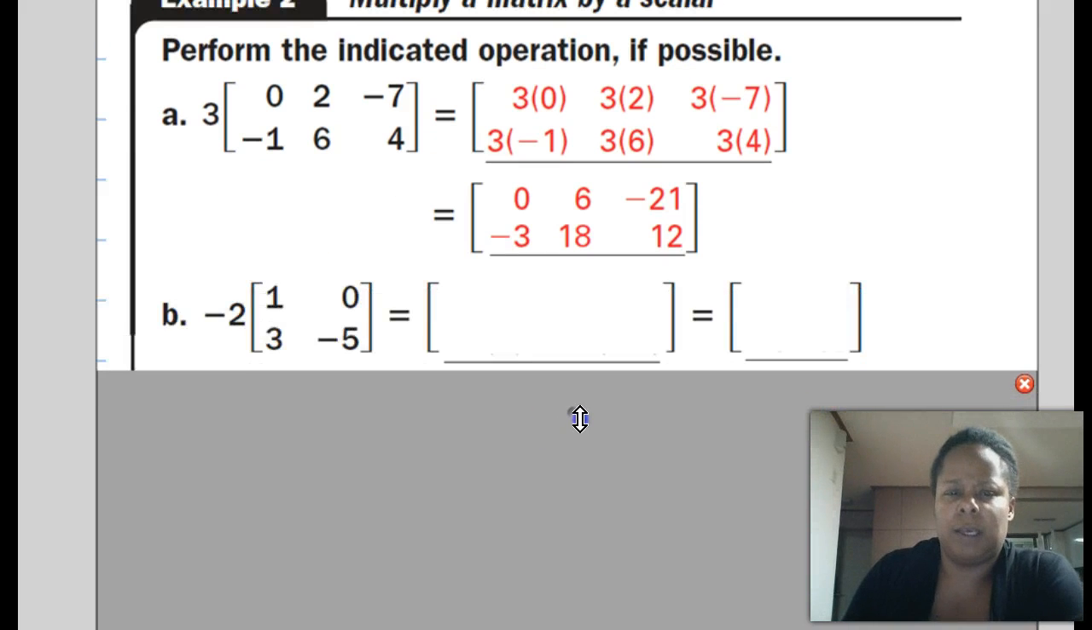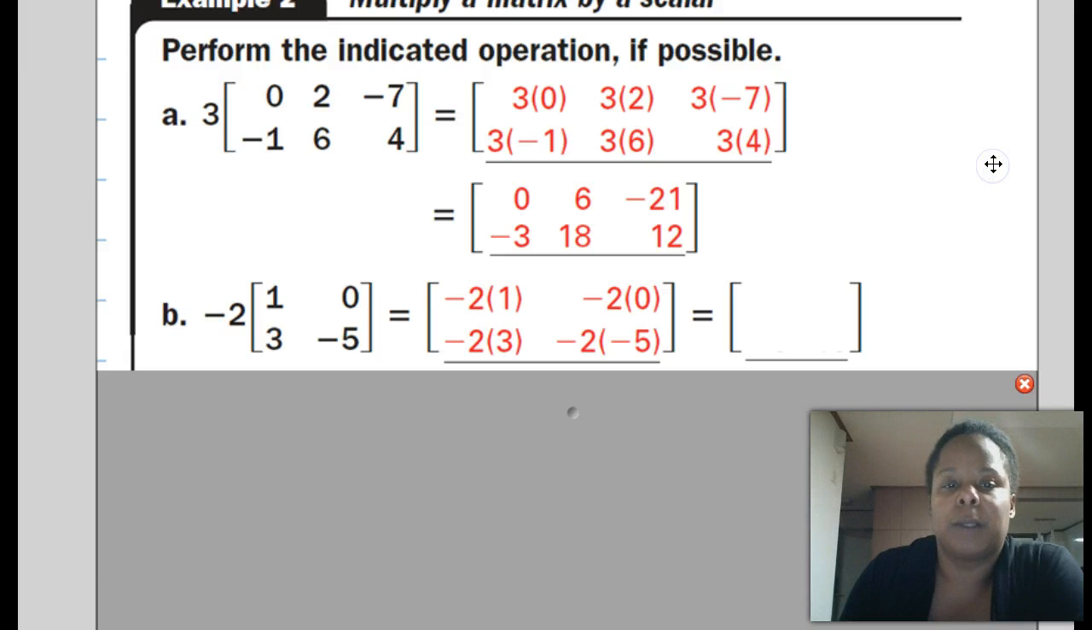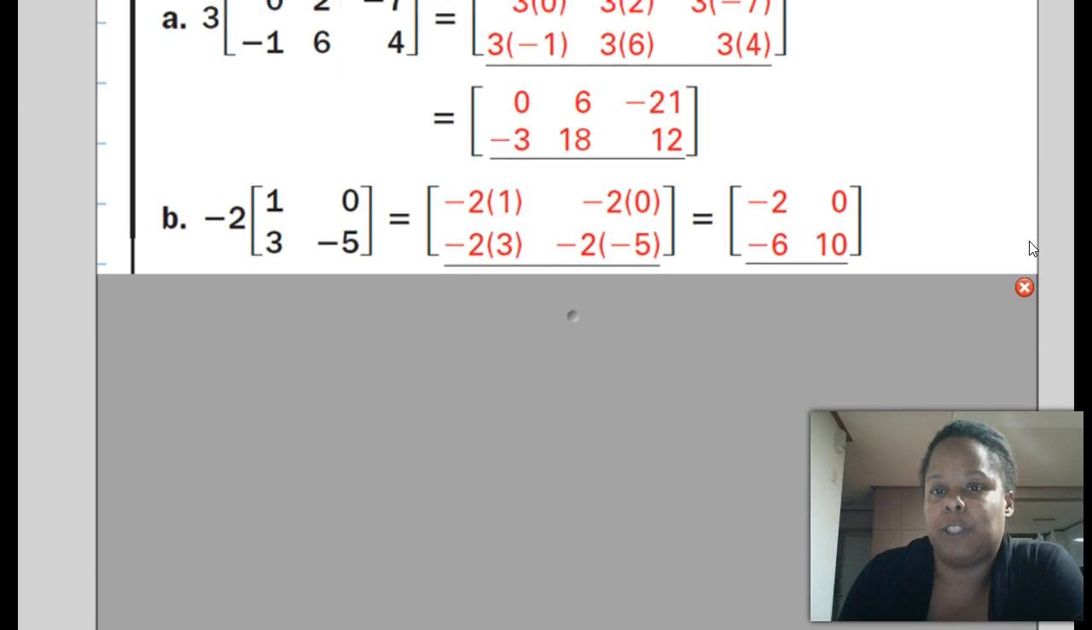Okay? Take a look over here. Still, it doesn't matter about the dimensions of the matrix. We're doing scalar multiplication, so we're multiplying negative 2 by every entry in the matrix. Okay? And we have something that results in looking like this because we're doing multiplication.